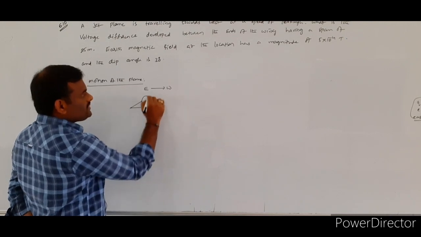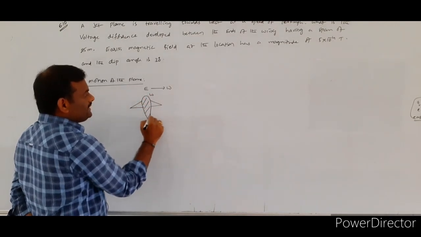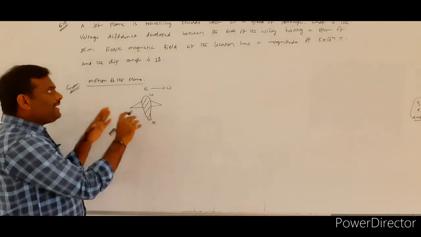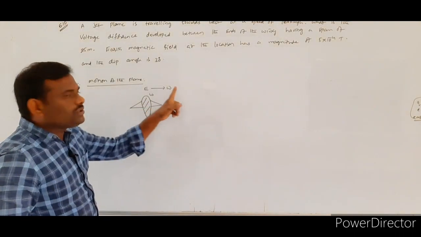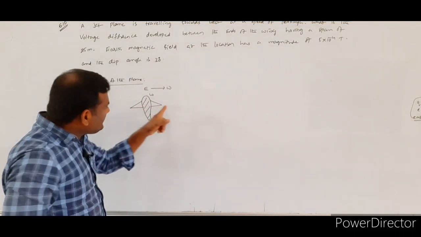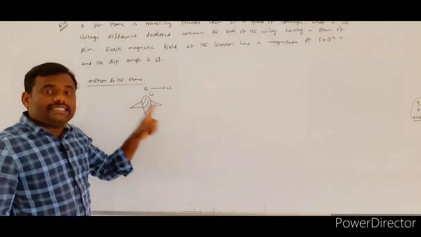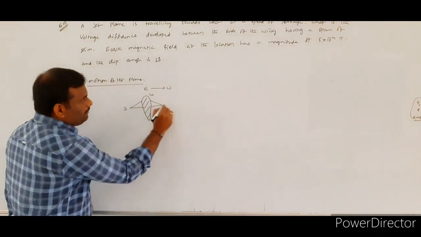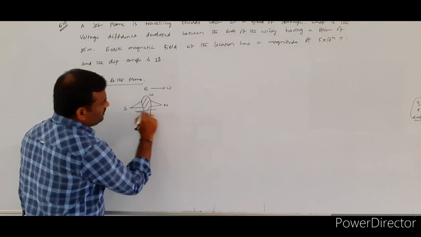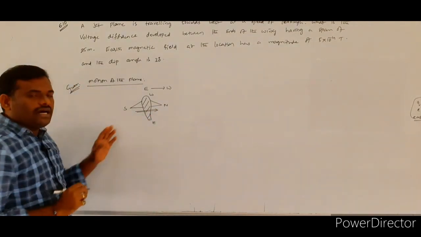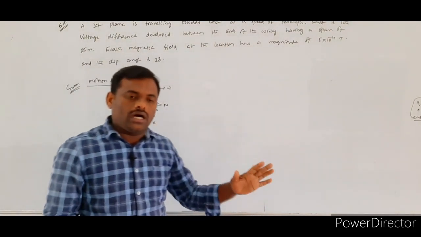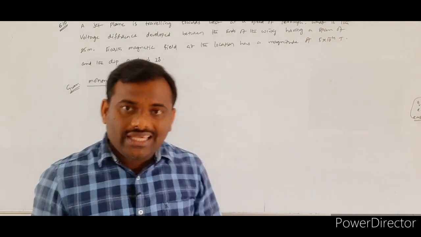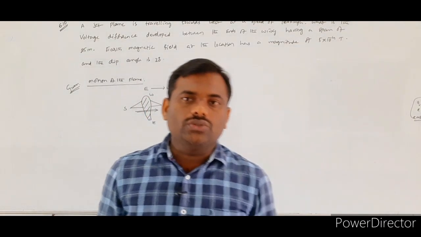So this is the east and this is the west. We assume it is the plane. Whenever the plane travels from east to west, the wings of the plane will be in the direction of south to north. Here what point we have to understand?